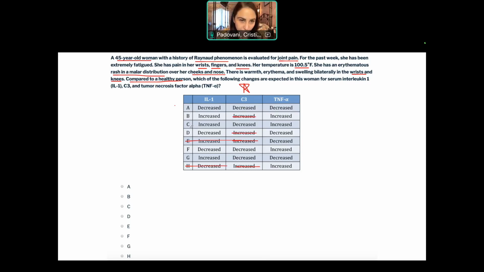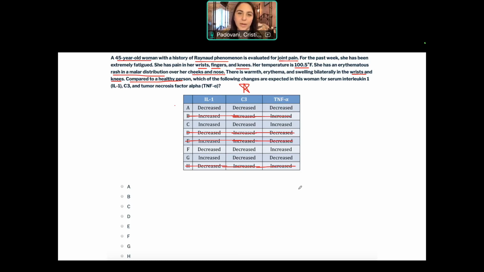That's 1, 2, 3, 4, 5, 6, 7, 8 answer choices. Now I've at least brought it down to 1, 2, 3, 4. I've halved it, which is great. And I don't even look at B, D, E, and H because I know they're wrong and I'm not going to get got. So now I know C3 is decreased.